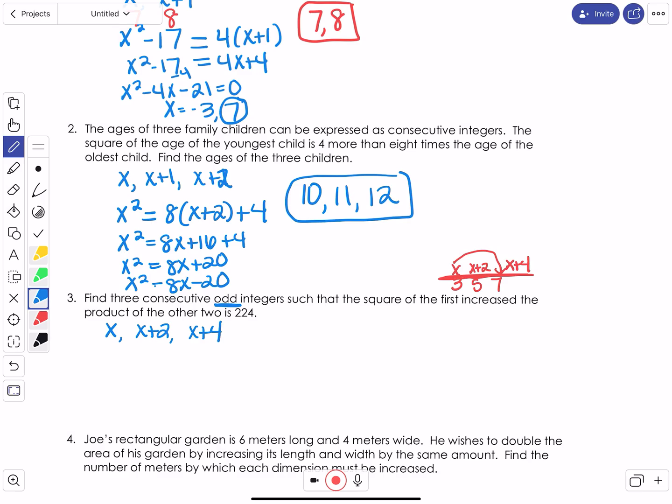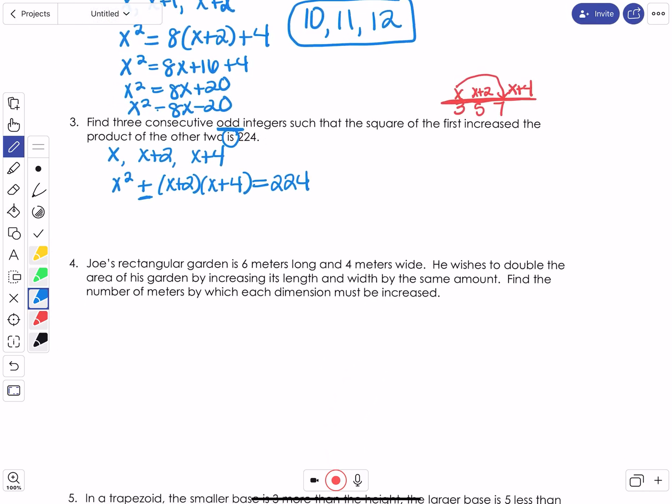All right, such that the square of the first increased by the product of the other 2 is 224. So the product of the other 2, which means we're going to multiply, and it increased, so that's why we added right there, is equal. So anytime you see is, that equals 224.